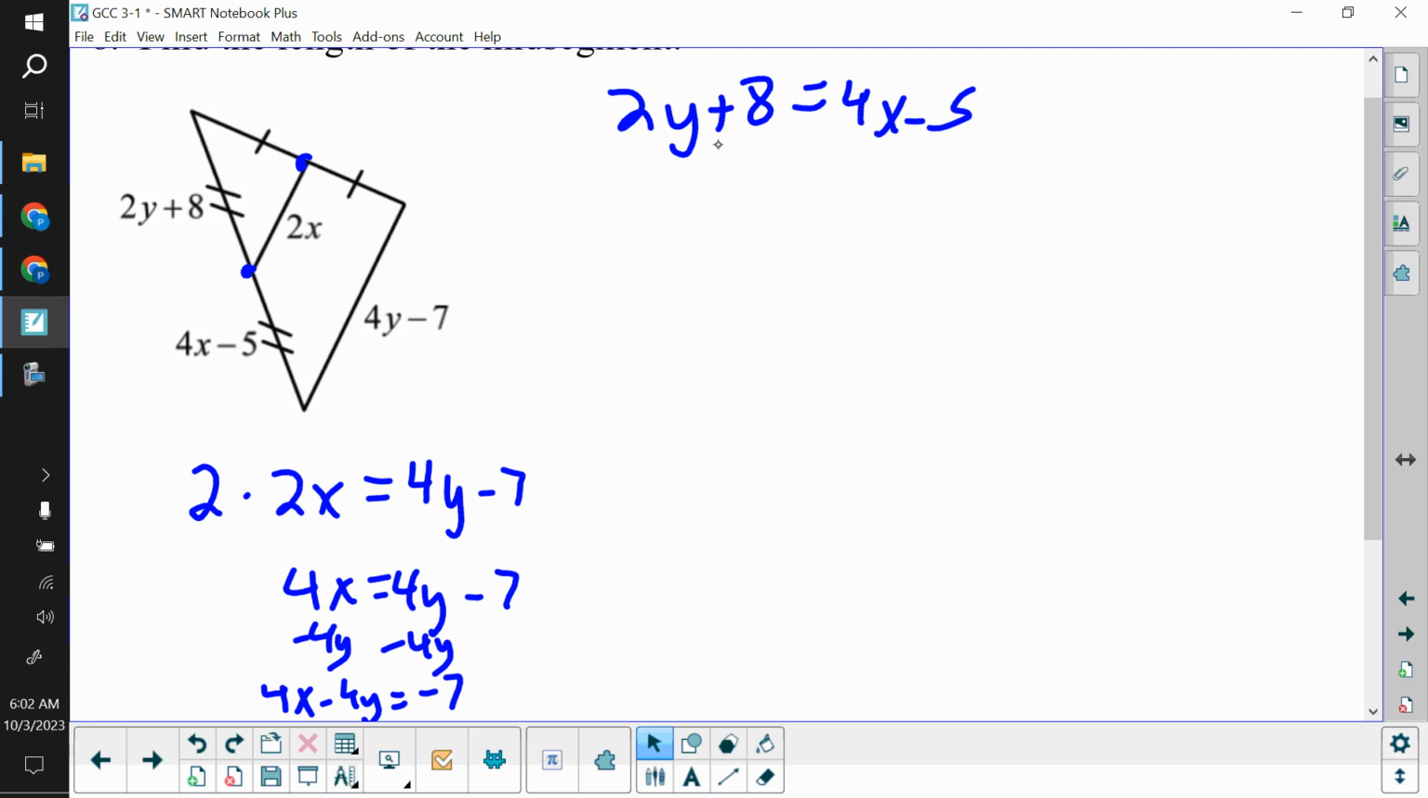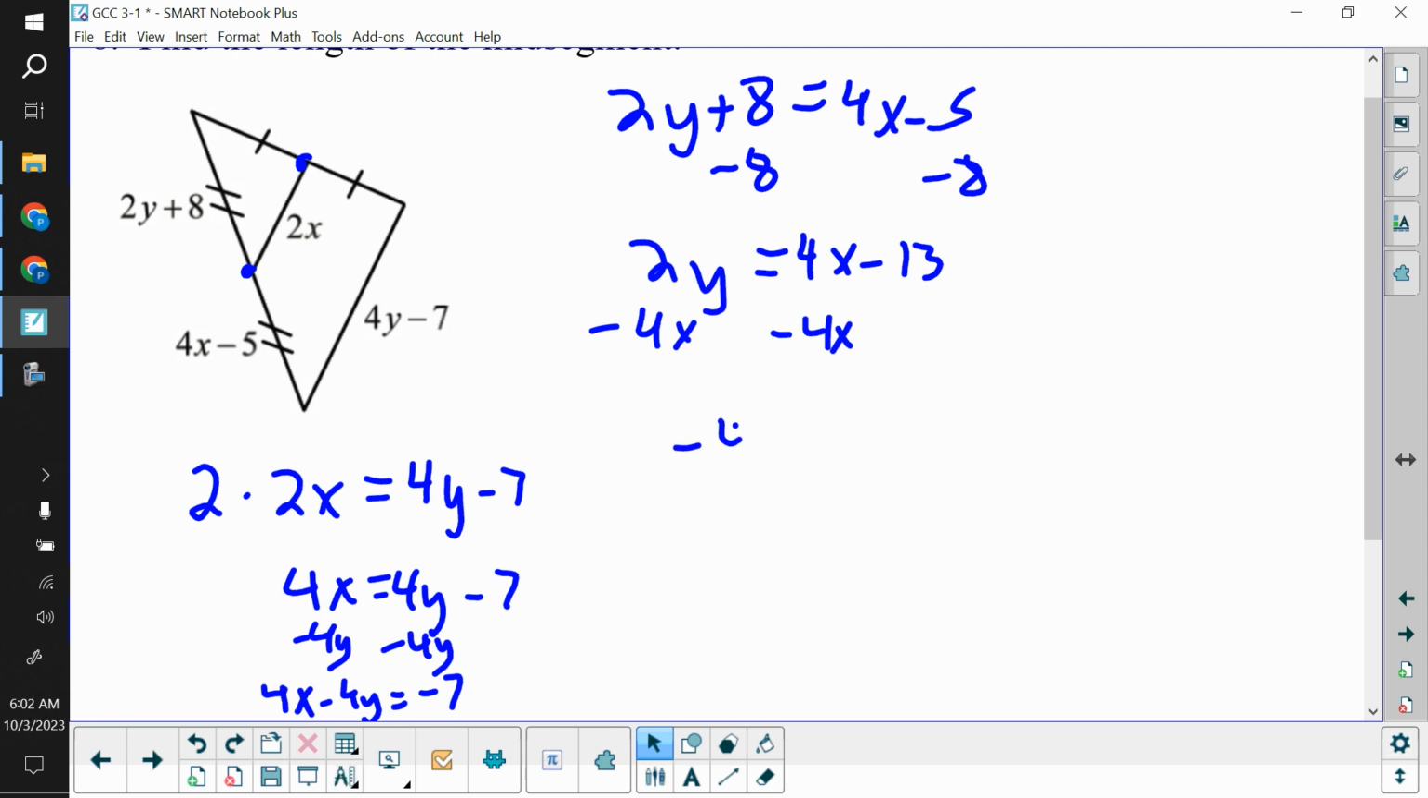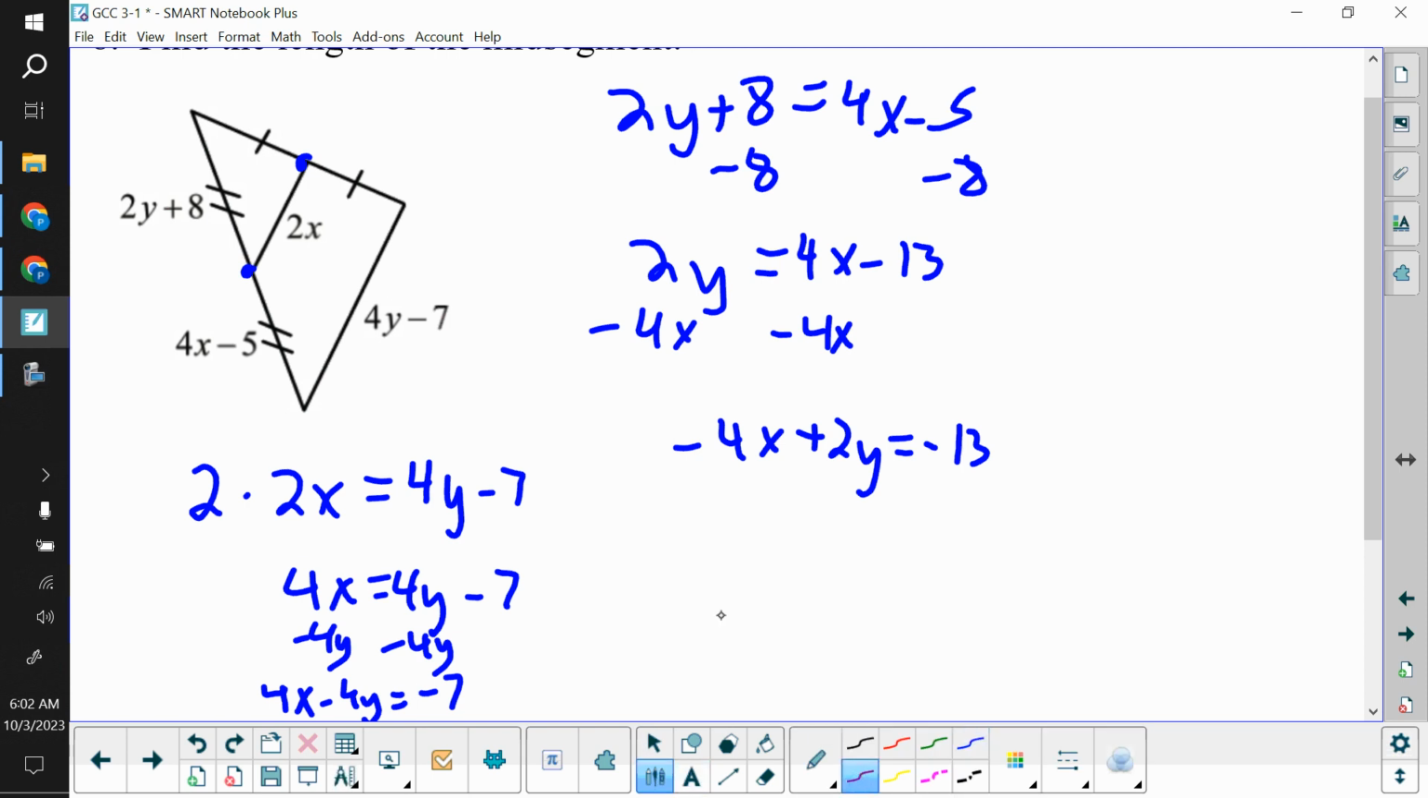Let's get the other one in elimination form. I'm going to subtract the 8 over. That'll give us 2y equals 4x minus 13. I'll subtract the 4x over. And that gives us minus 4x plus 2y equals negative 13. I'll rewrite the other equation right underneath it so that we can do our elimination.